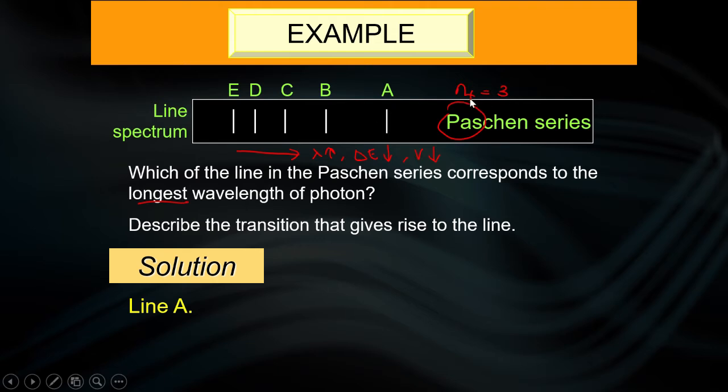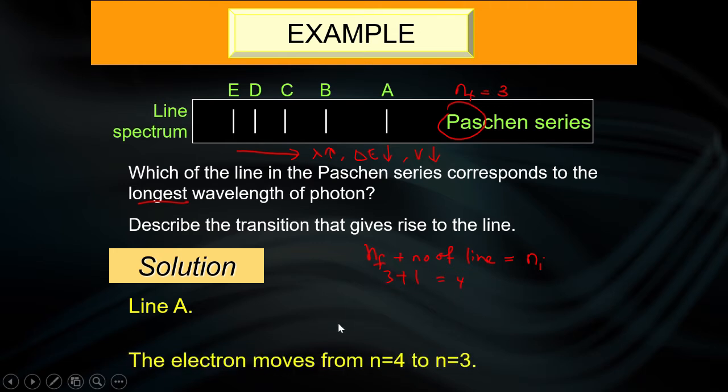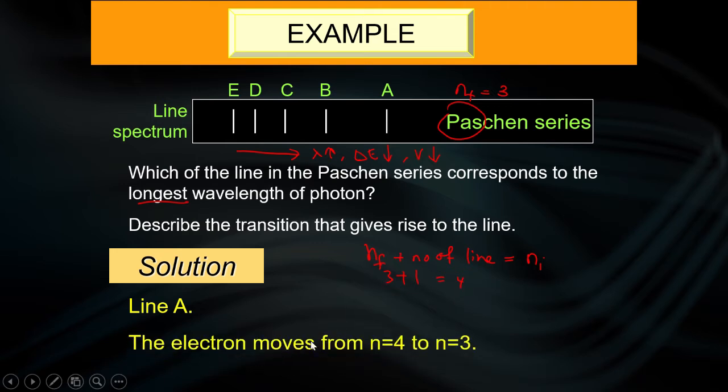So for the first line, the formula you can use is N final plus number of line equals N initial. That means the transition will fall from N initial to N final. So now N final or the ground state is 3. A is the first line, plus 1 equals 4. So that means the electron falls from N equals 4 to N equals 3, right? So the electron moves or transits from N equals 4 to N equals 3. Simple. So you can use this formula.